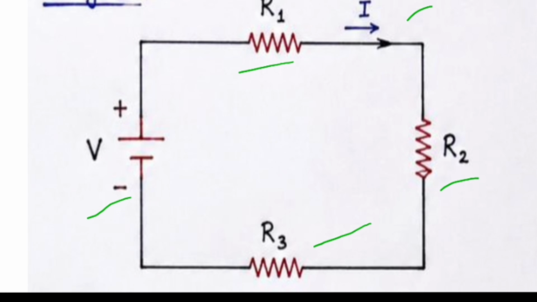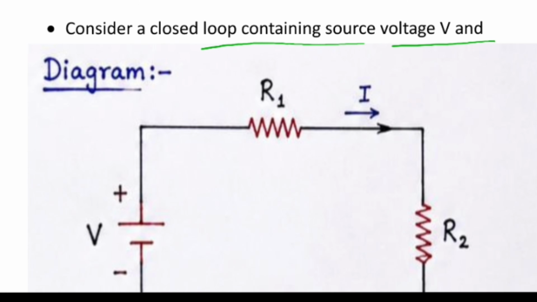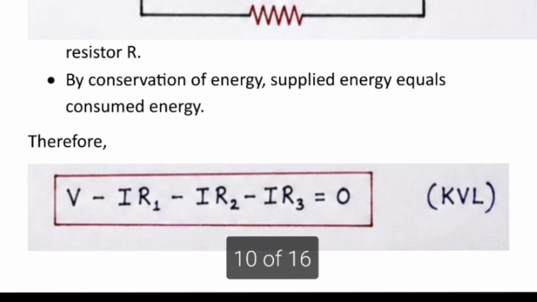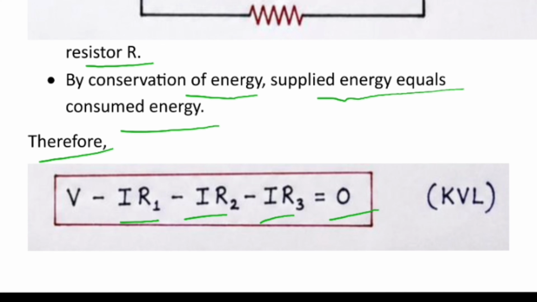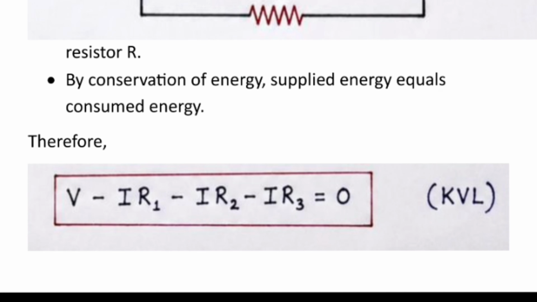Now we are going to explain point-wise. Consider the closed loop containing source voltage V and resistors R. By conservation of energy, supplied energy will be equal to consumed energy. Therefore, the equation is V - IR1 - IR2 - IR3 = 0. The statement is explained in this single equation.